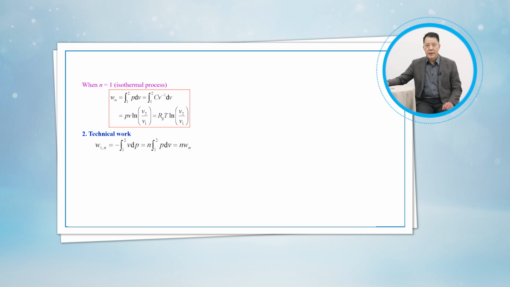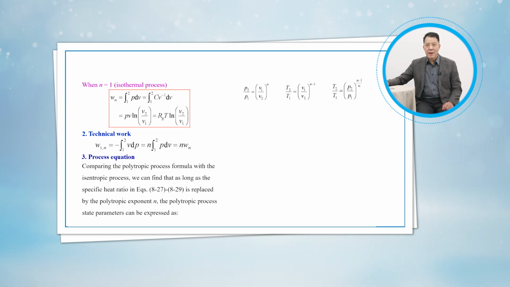Since the technical work is n times the expansion work, we have this relation. Thirdly, let's talk about the process equation. Comparing the polytropic process formula with the isentropic process, we can find that as long as the specific heat ratio in equations 8-27 to 8-29 is replaced by the polytropic exponent n, the polytropic process state parameters can be expressed as follows. Fourthly, let's talk about the PV diagram.